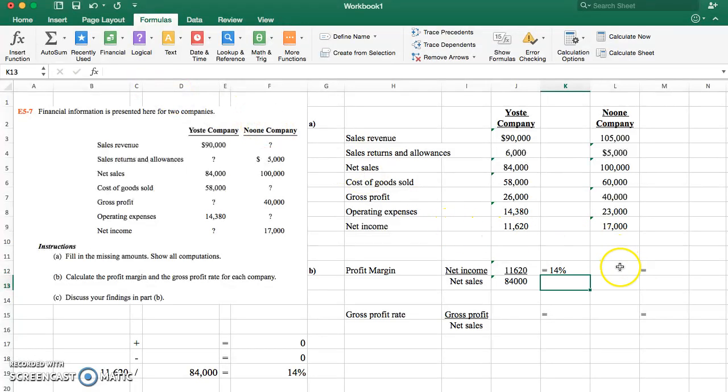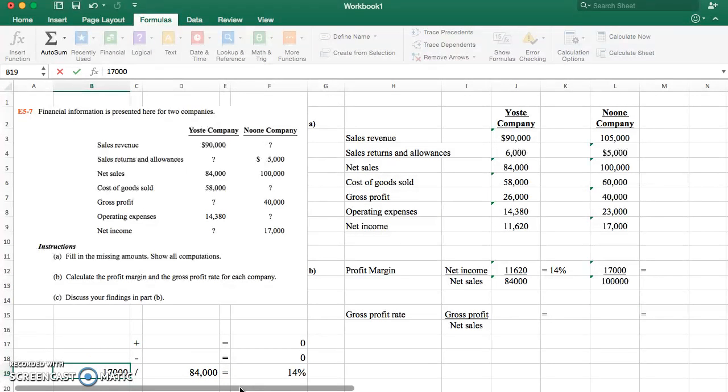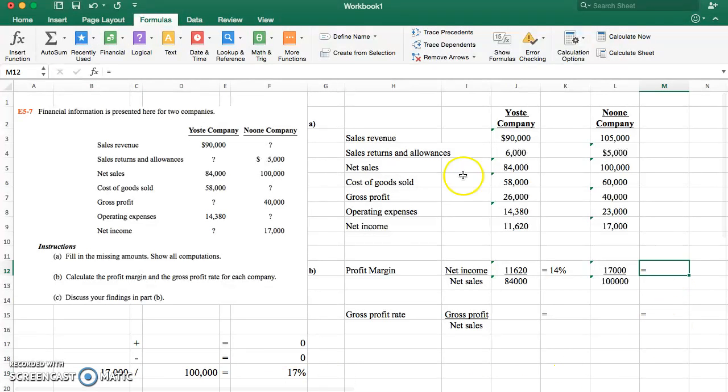For Noon Company, their net income was $17,000, and their net sales were $100,000. So we'll plug that into the formula down here, and that gives us a 17% net profit margin.